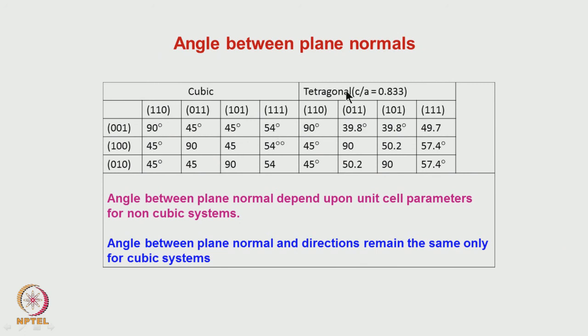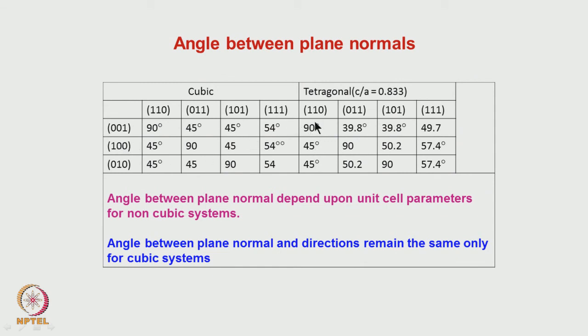Here, for this particular case, between 110 and 001 they are perpendicular to each other, it will be 90 degrees. But with respect to 011, instead of 45 it is now 39.8, okay, 100 also 39.8, but with respect to 111 it has become 49.7. With respect to 100 also we can calculate it.